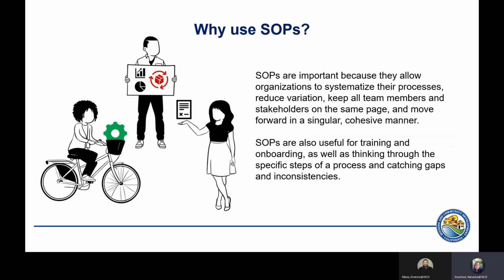So why use SOPs? Why are they important? Because they allow organizations to systemize and standardize their processes, reduce variation, and keep all team members and stakeholders on the same page. They're also useful for training and onboarding, as well as really thinking through the steps of a process in order to catch gaps and inconsistencies and opportunities for improvement.